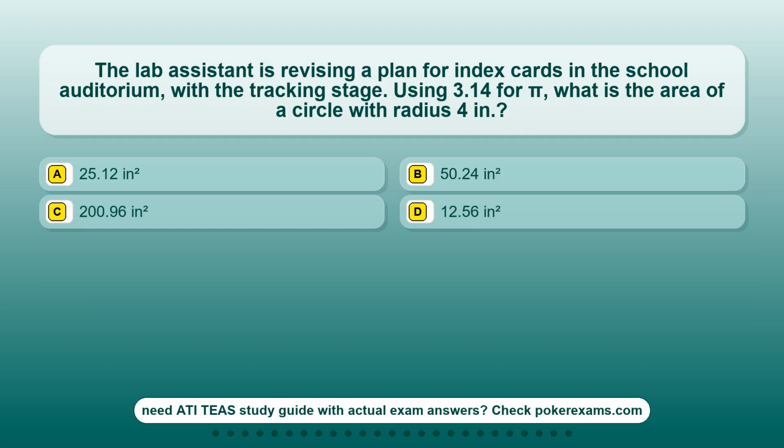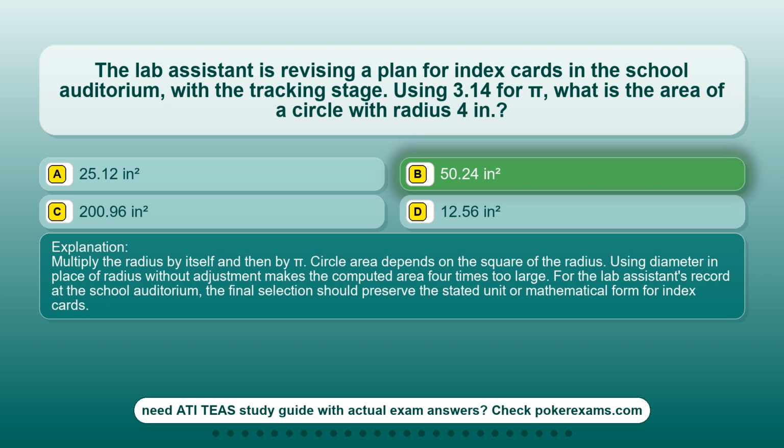The lab assistant is revising a plan for index cards in the school auditorium, with the tracking stage. Using 3.14 for pi, what is the area of a circle with radius 4 inches? Option A, 25.12 square inches. Option B, 50.24 square inches. Option C, 200.96 square inches. Option D, 12.56 square inches. The correct answer is option B, 50.24 square inches.